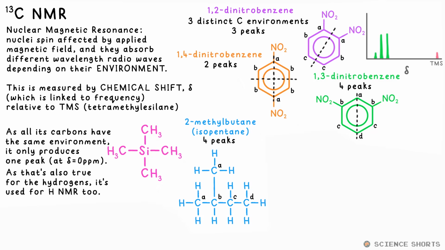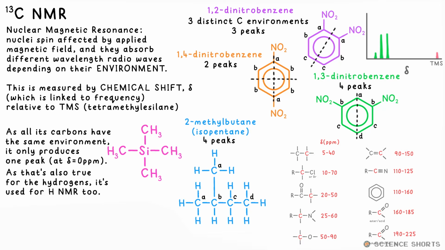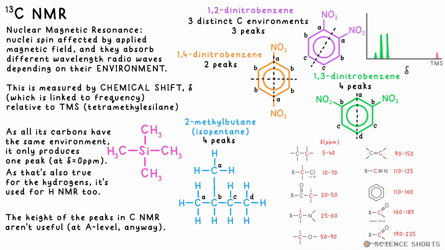So for 2-methylbutane, aka isopentane, we have 1, 2, 3, 4 distinct environments. 2 of the carbons have the same environment, so we should see 4 peaks. Every chemical carbon environment is affected by the rest of the molecule, but this is what we should find the chemical shift for different environments to be in general. Bear in mind that the height of these peaks does not indicate how many of that carbon environment we have.